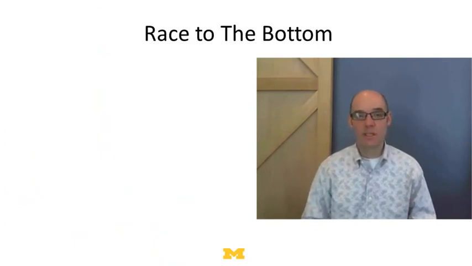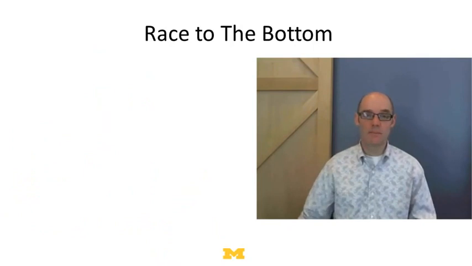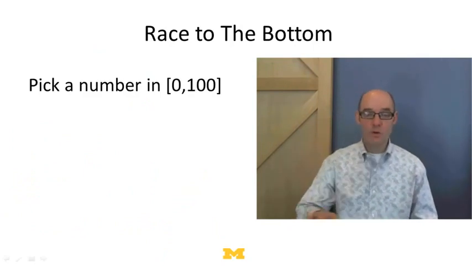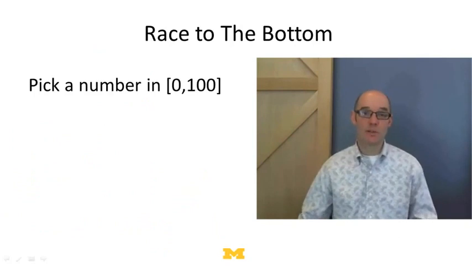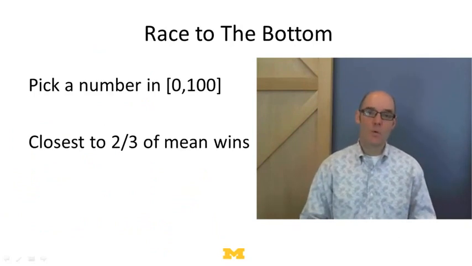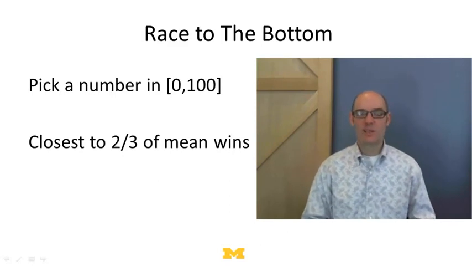So let's do a specific game. It's called the race to the bottom game. And here's how it works. You pick a number between 0 and 100. There's a group of people in a room. Each person is going to pick a number between 0 and 100. Whoever's closest to 2/3 of the mean wins. Right? So what do you do? Here's a little quiz. What do you do in this situation?